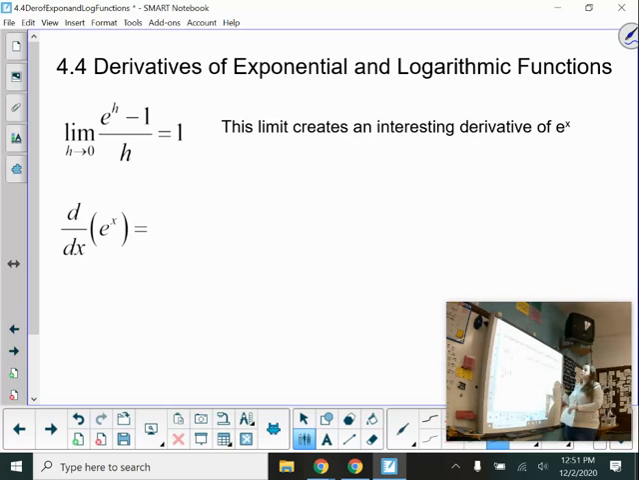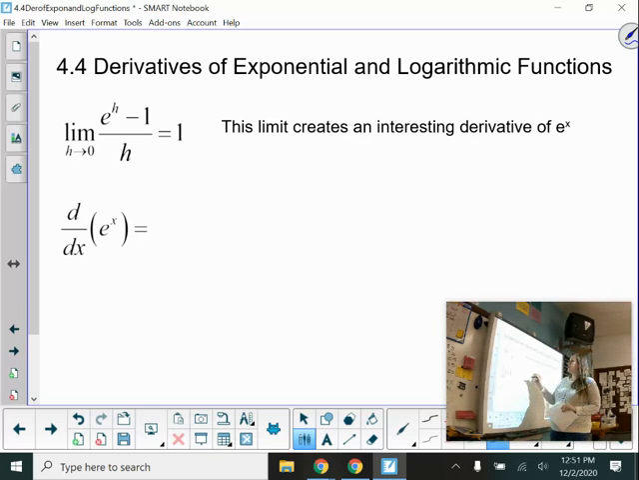So I want to look at this limit first, because there it says the limit as h approaches 0 of e to the h minus 1 all over h is equal to 1. So this is going to create a really interesting derivative, and I'm actually going to go back to using the x plus h formula to calculate what the derivative of e to the x would be.